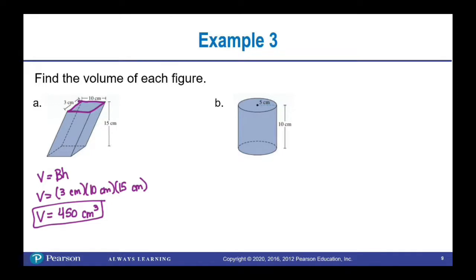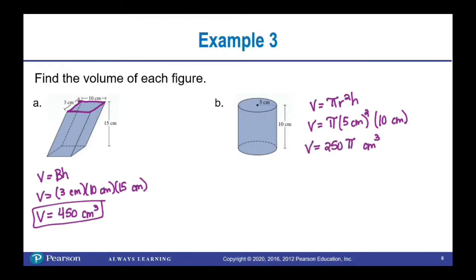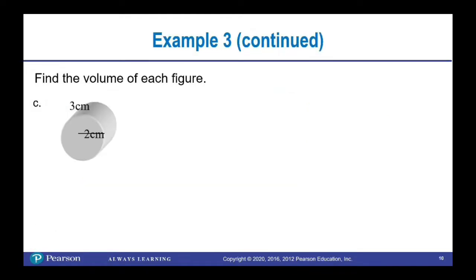In part B, we have a right circular cylinder. Our volume is pi r squared h. Fill in 5 for r and 10 for h. 5 squared is 25 times 10 is 250. Our units for volume are cubic here, cubic centimeters. Then 250 times pi is approximately 785.398 cubic centimeters.